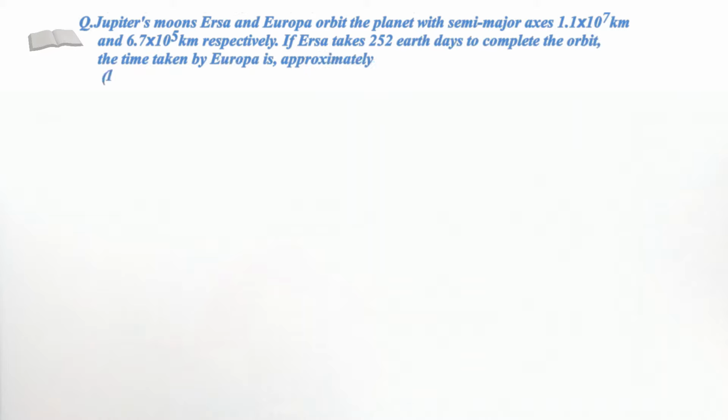Jupiter's moons Ursa and Europa orbit the planet with semi-major axis 1.1 times 10 to the power 7 km and 6.7 times 10 to the power 5 km respectively. If Ursa takes 252 Earth days to complete the orbit, then the time taken by Europa is approximately.